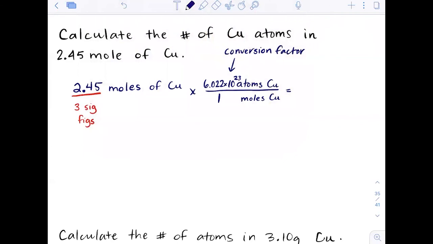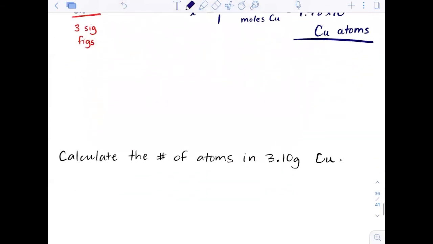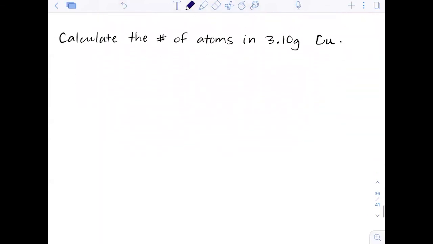This is a multiplication question, so we're multiplying 3 sig figs by an infinite number of sig figs, 1.48 times 10 to the 24. Don't forget your unit, copper atoms. There's our answer, 3 sig figs. We can go the other way and calculate from grams all the way now to number of atoms.